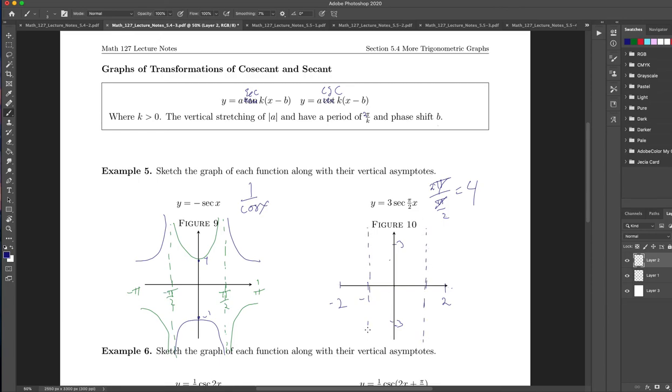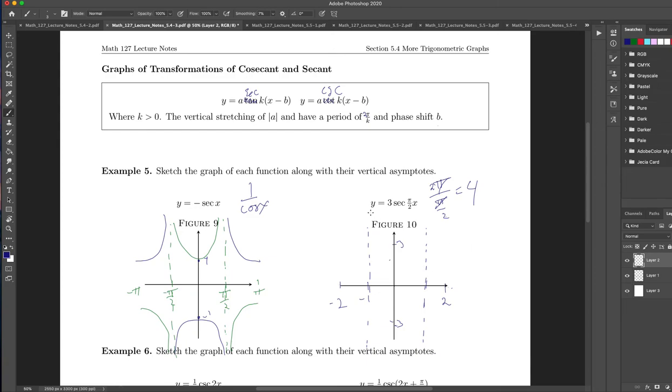Remember how secant looks. This is secant right here. A fourth of that distance is our asymptote. Another fourth of that distance is where it hits 1 again, but in this case, 1 will be 3 because we've stretched it by 3. Back a fourth of our period would be the asymptotic line, and back half our period would be the 1 again, as we have here. So that's what we're doing here.